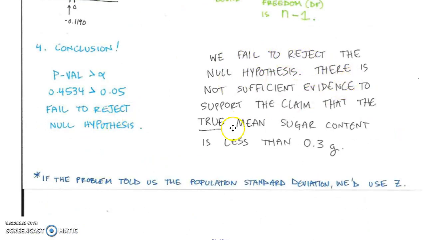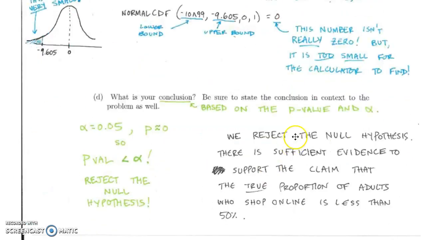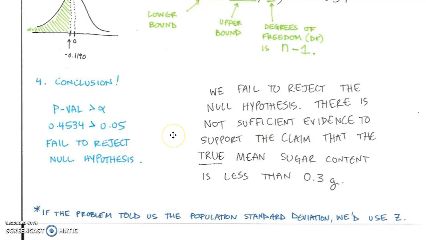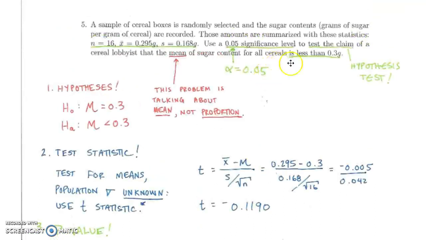So here's the sentence that you need to write. We fail to reject the null hypothesis. There's not sufficient evidence, as compared to there is sufficient evidence here, to support the claim. So I keep switching back and forth, but I want you to really understand the comparison here. And we're just using the same vocabulary that we used up here. The true mean sugar content is less than 0.3 grams. I'm getting that vocabulary right from the problem.